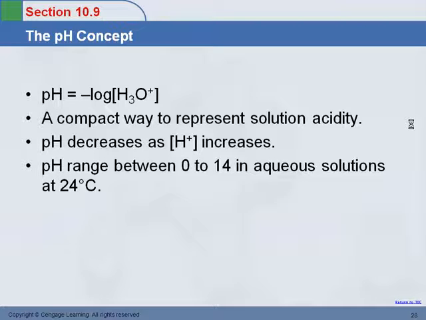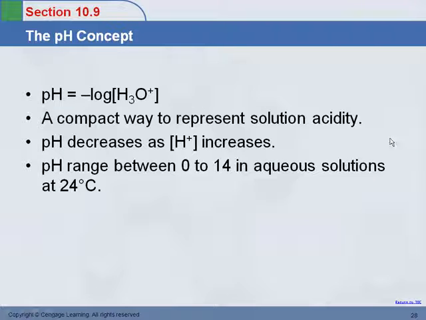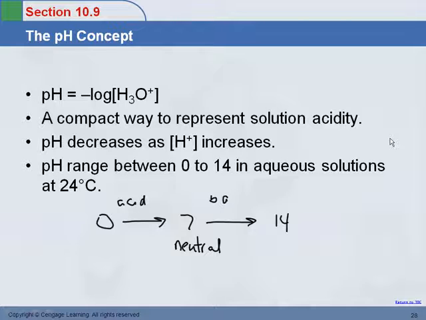We know that pH decreases as H plus increases. pHs are going to range between 0 and 14, and we can break that up into 0 to 7 and 7 to 14, where 7 is neutral, exactly in the middle. 0 to 7, you have an acidic solution, an acid. 7 to 14, you have a basic solution.